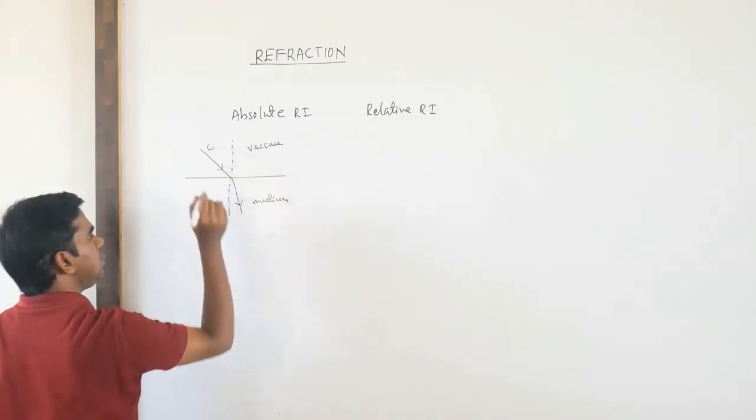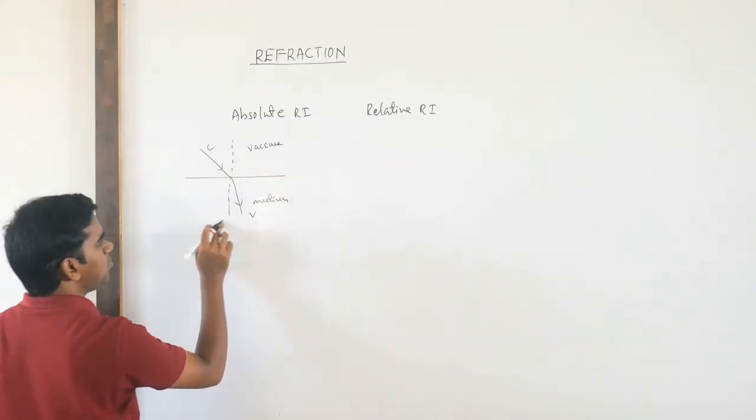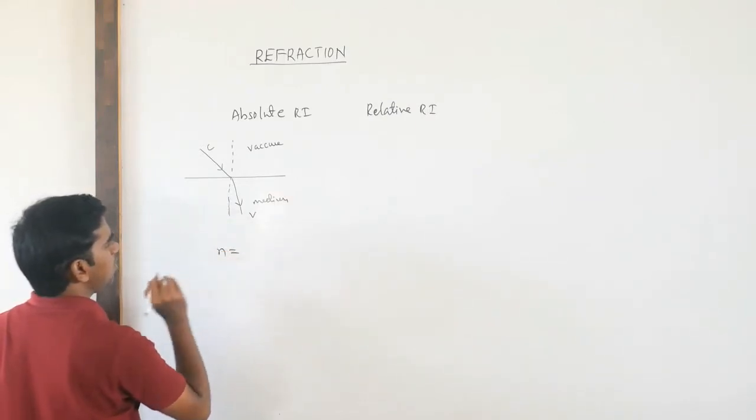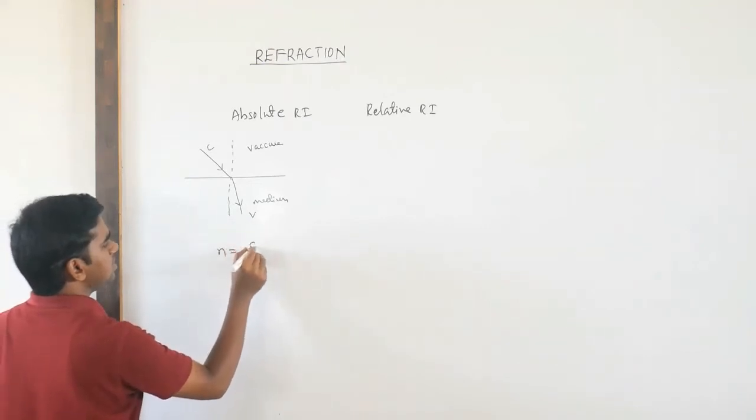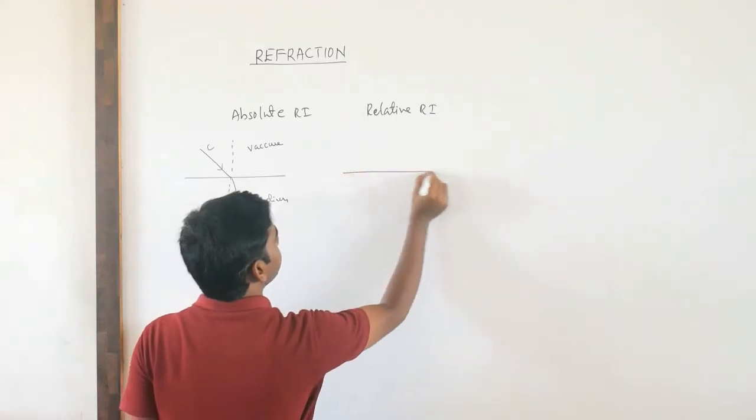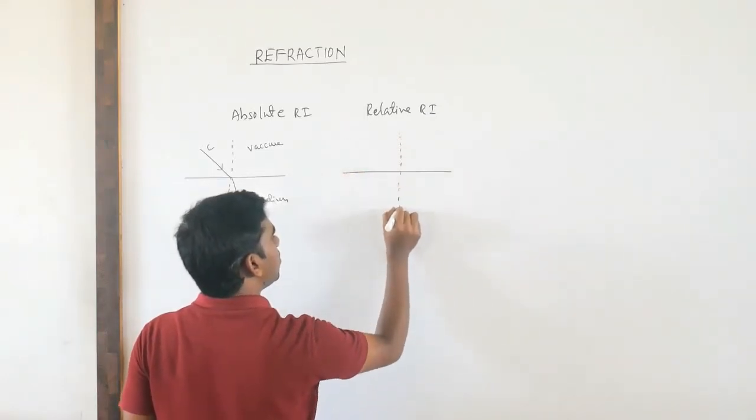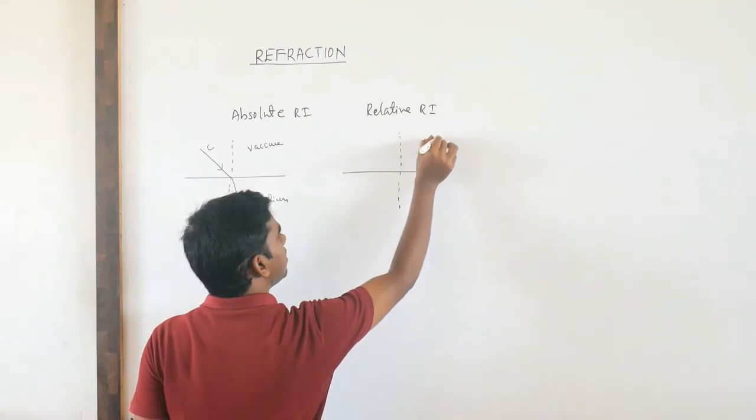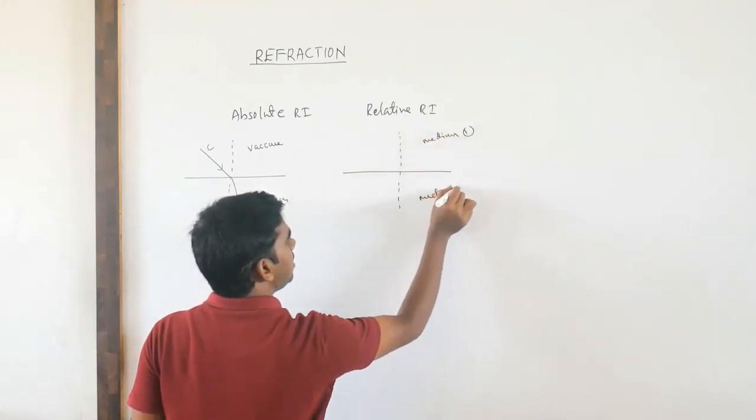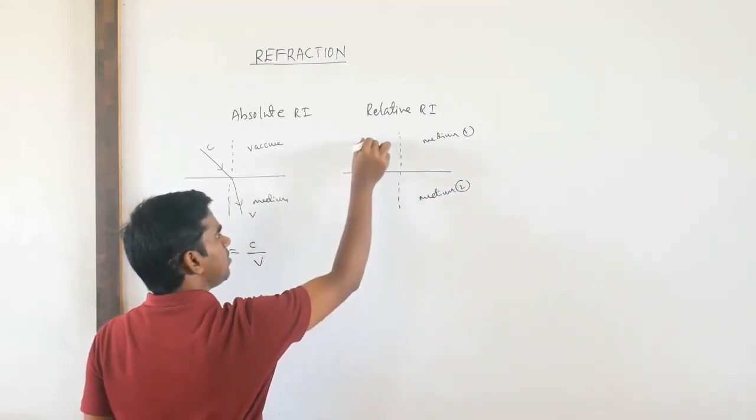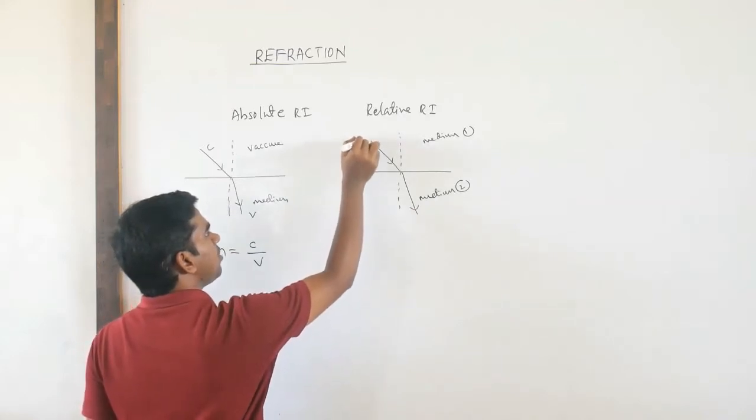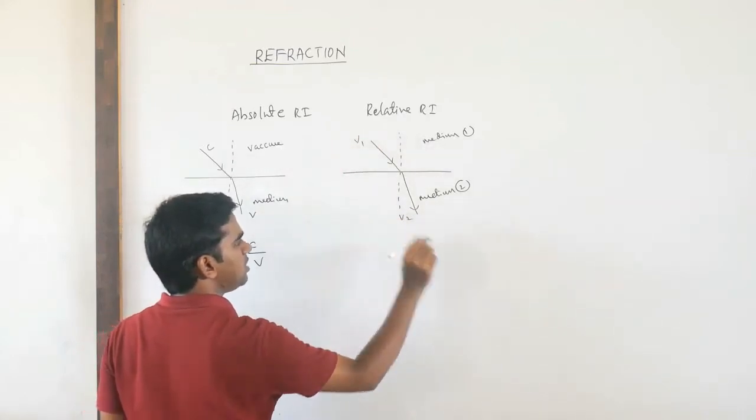Here velocity is c. When it comes to another medium, it will become velocity v. So you can write refractive index of second medium is c divided by v. But in case of relative refractive index, light is not coming from the vacuum. It is coming from some other medium, say medium 1, to medium 2. In medium 1 take velocity as v1, in medium 2 take velocity as v2.